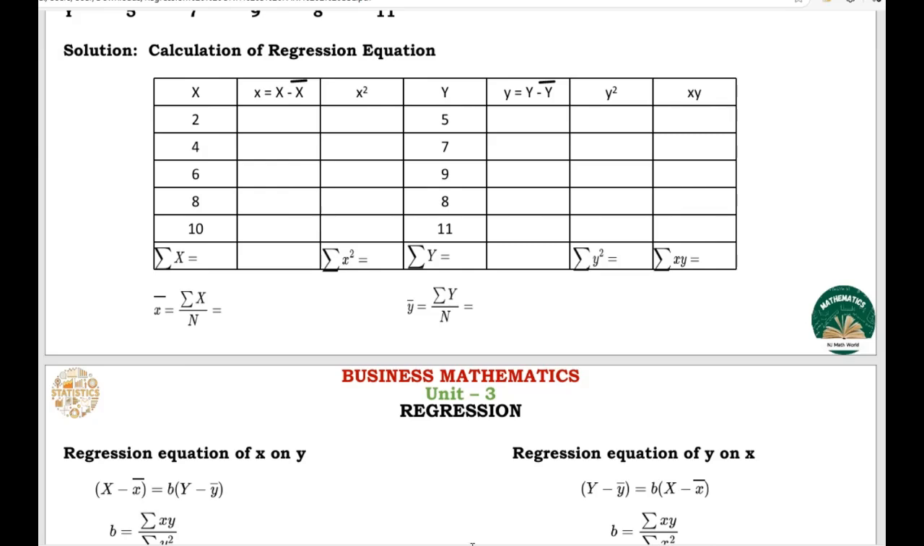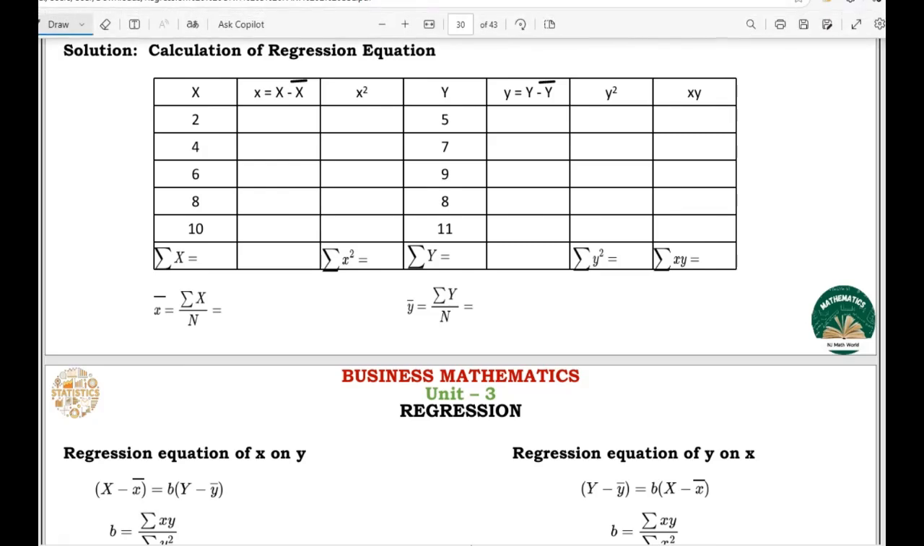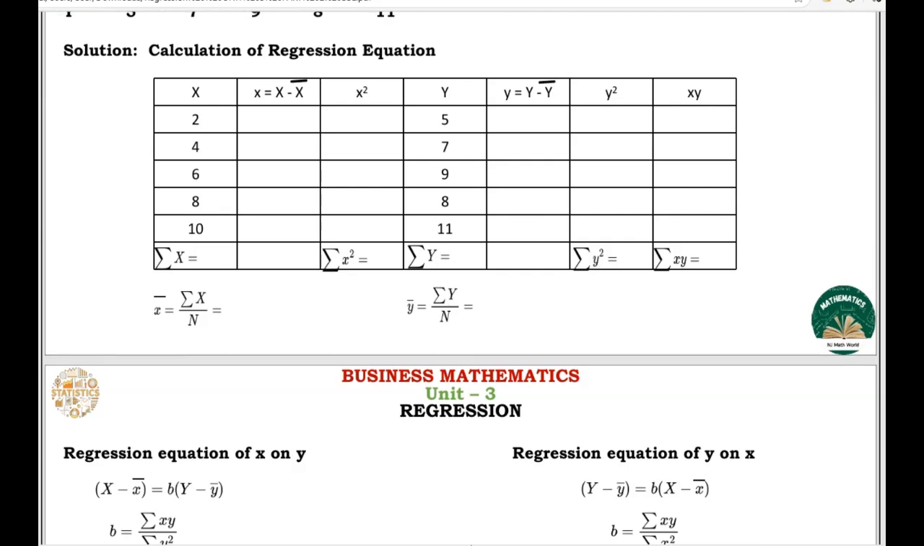So if you add this, it is 30. So 30 by n, n is 1, 2, 3, 4, 5. 30 by 5 will be 6. So here x bar will be 6. So 2 minus 6 is minus 4. Then 4 minus 6 is minus 2. 6 minus 6 is 0. 8 minus 6 is 2. 10 minus 6 is 4. So the squares are 16, 4, 0, 4 and 16. If you add this, it will be 40.